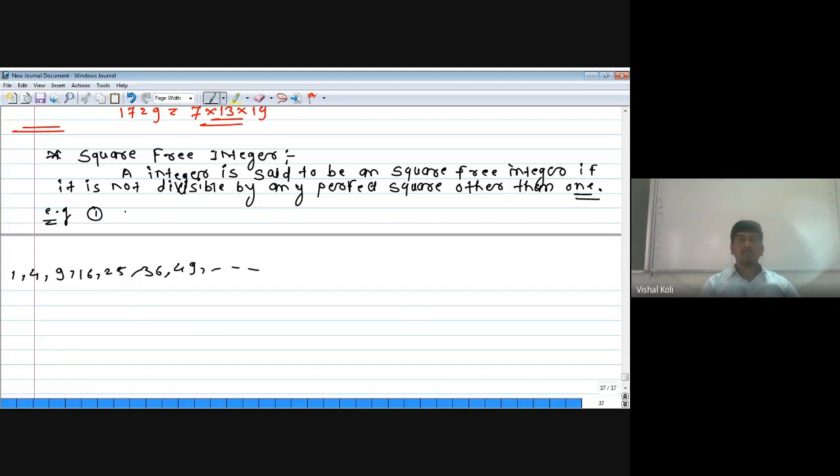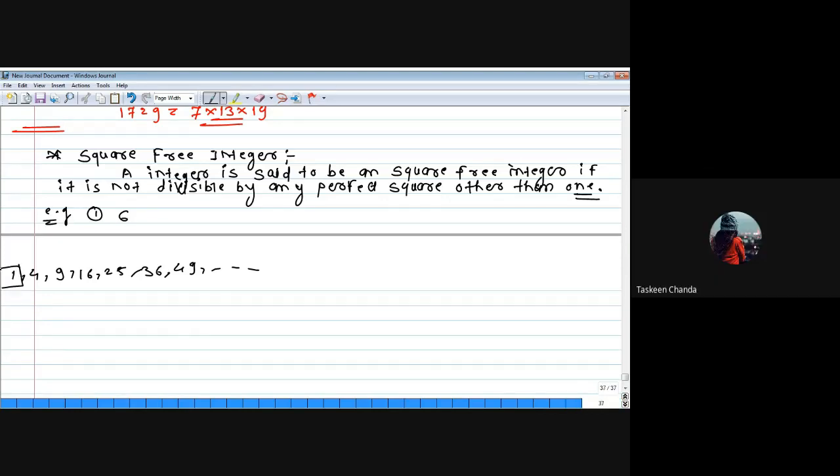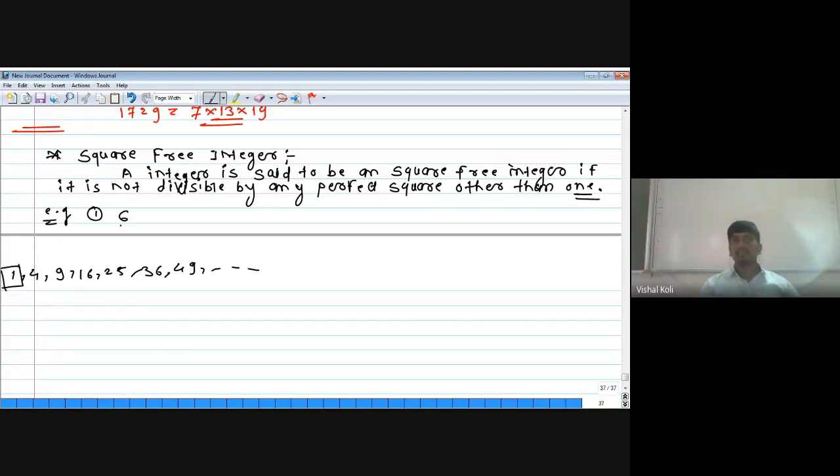Now if we have to check whether 6 is square free or not, whether 6 is divisible by any perfect square other than 1. Whether 4 divides 6? 6 is not divisible by 4. As 9 is greater than 6, it is also not divisible by 9. Therefore 6 is not divisible by any perfect square, which implies 6 is a square free integer.